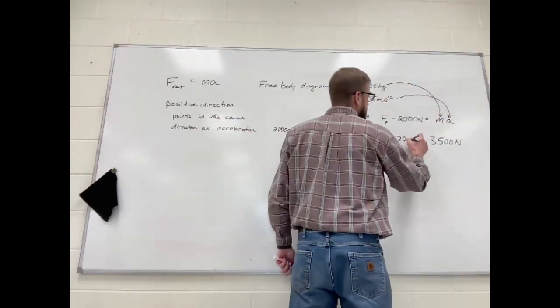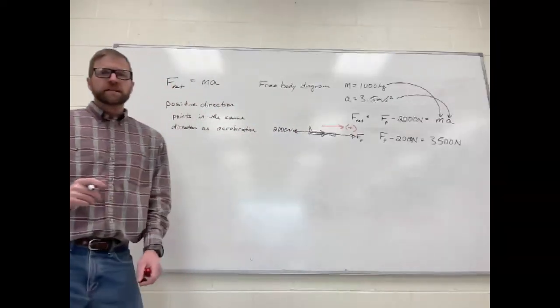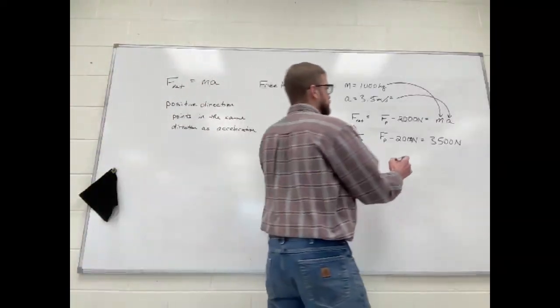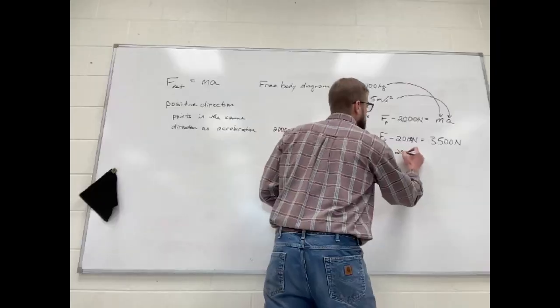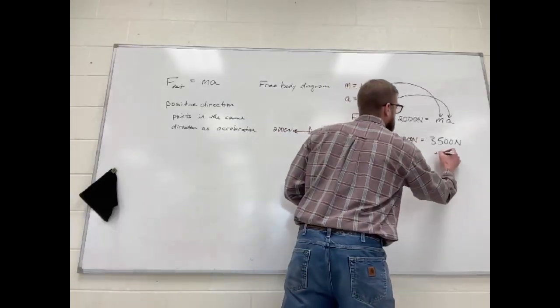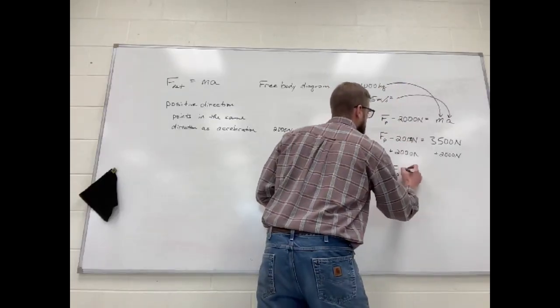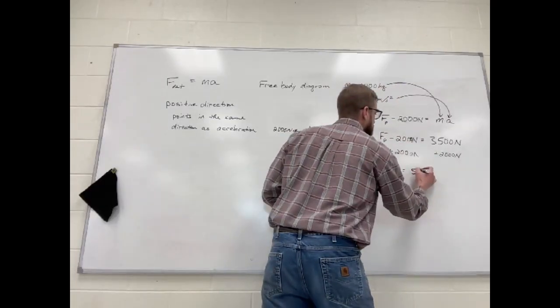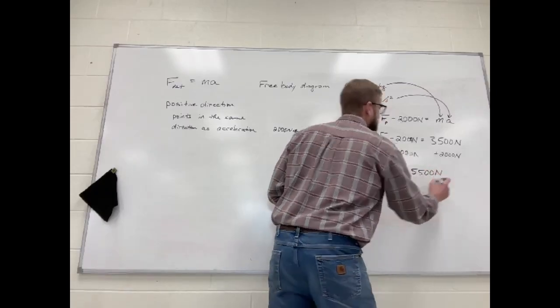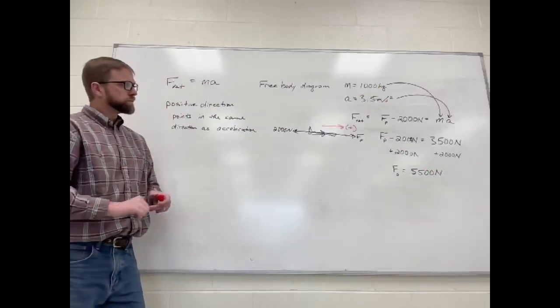And, oh, I dropped a 0. There we go. Let's get that back in there. And then all we need to do for this is add 2,000 newtons to both sides to get F subscript P on a side by itself. And then we get 5,500 newtons, all right?